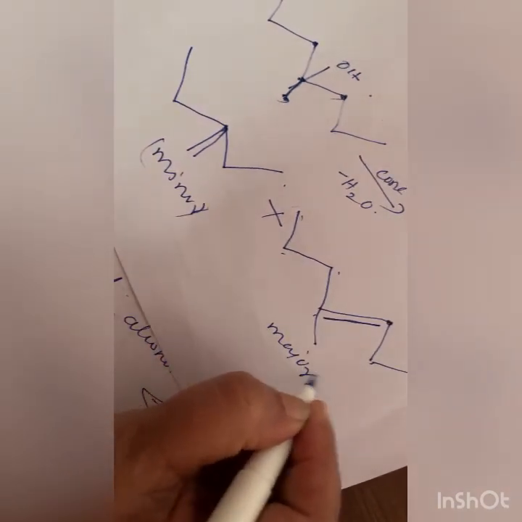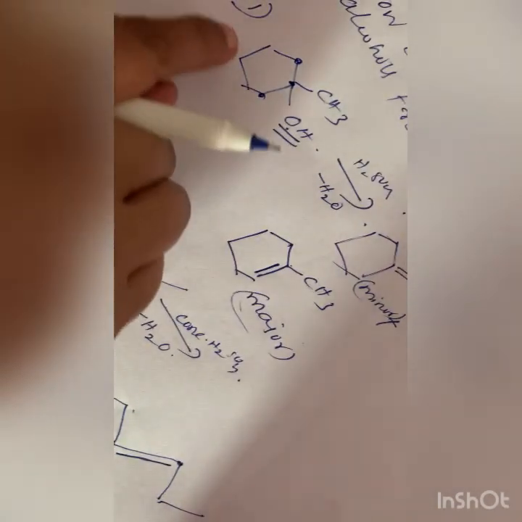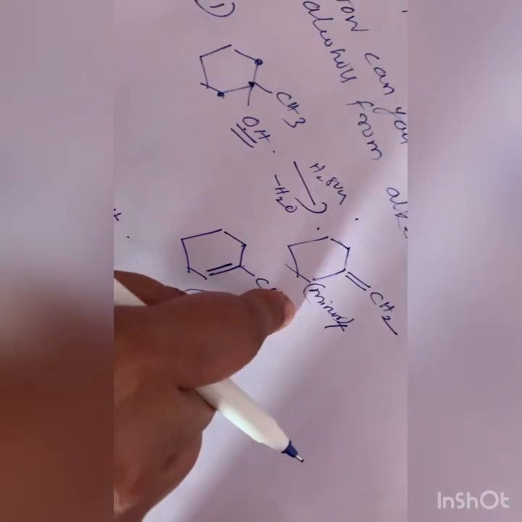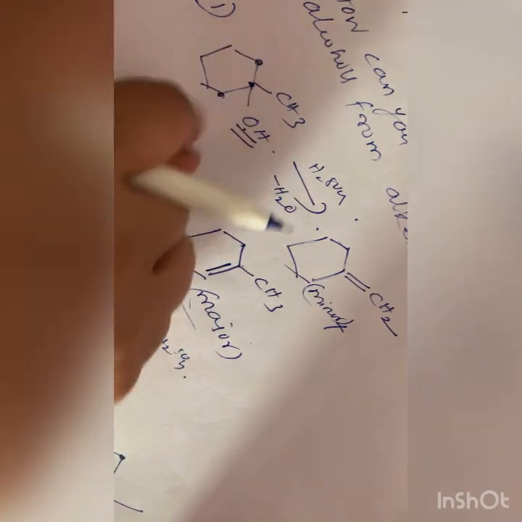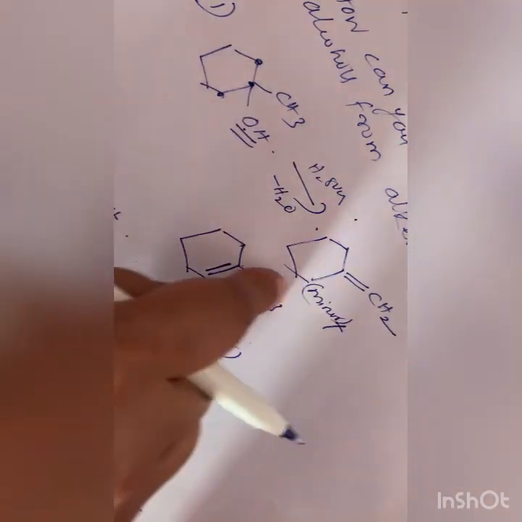So like that you can do. If they give the alcohol and you want to find the corresponding alkene, you have to remove water from it. Take OH from one carbon, and from the adjacent carbon you can take hydrogen. Like that you remove water, and you will get the corresponding alkene.